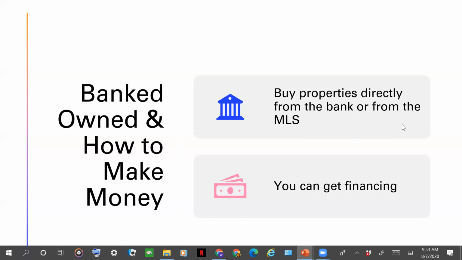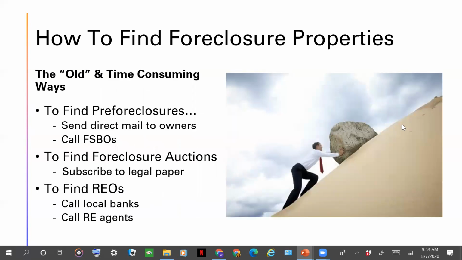Okay, so now the old and time consuming ways that, in the past, and I've used all of these, to find pre-foreclosure properties. In order to do that, you have to send thousands of direct mail pieces, right? So you have to get a list from a list broker of people who are behind on their mortgages, and then you send them direct mail, and keep in mind that you're competing with other investors trying to do the same thing, right?